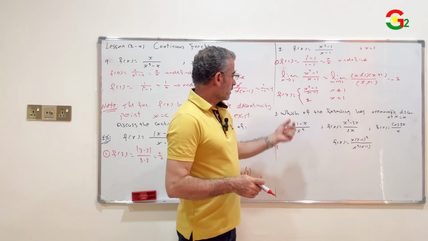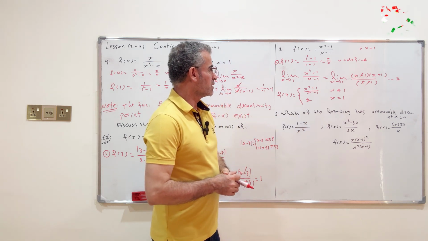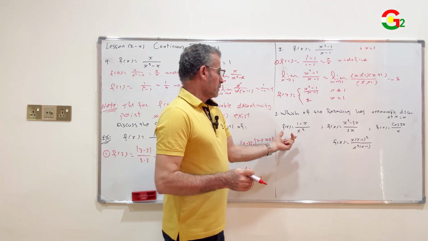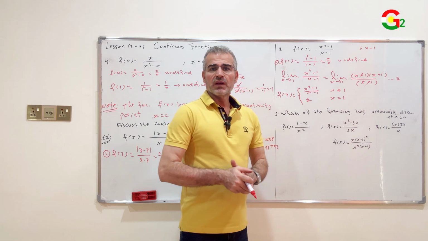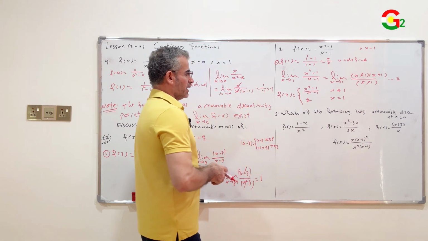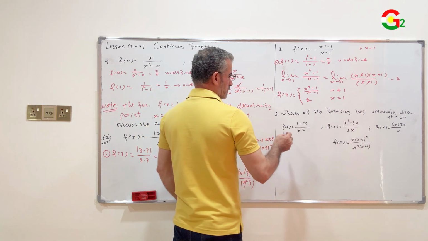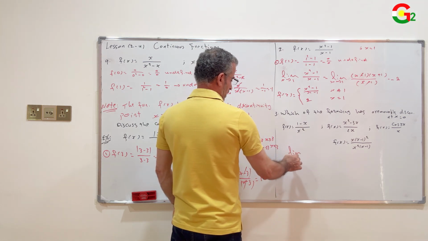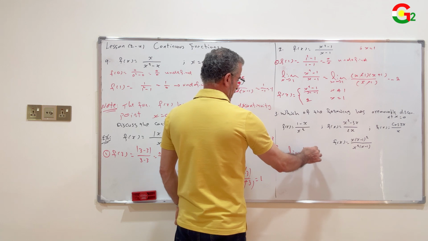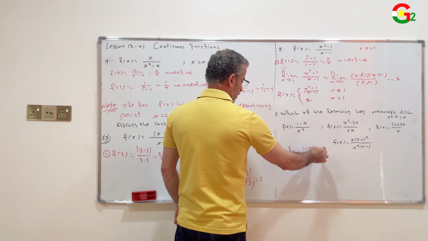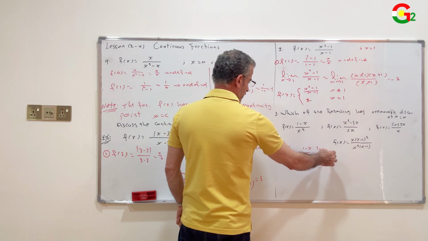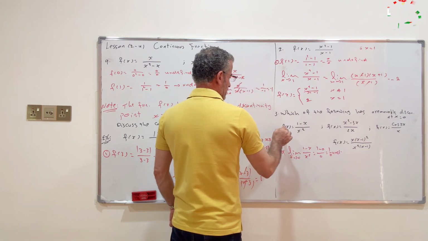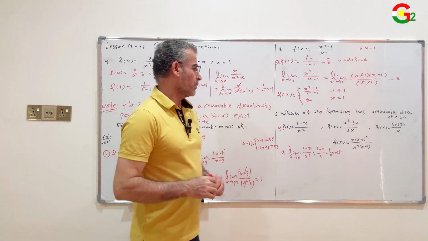Which of the following has a removable discontinuity at x equals 0? We will find the limit of this function at x equal to 0 to know which one has a removable discontinuity. For the first one, the limit when x approaches 0 of (1 minus x) over x squared equals 1 minus 0 over 0, 1 over 0, it is undefined. The limit does not exist, so this choice is wrong.